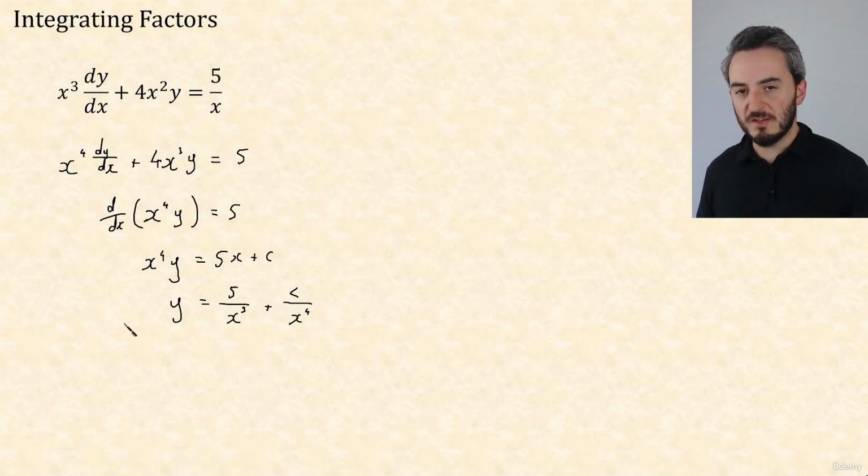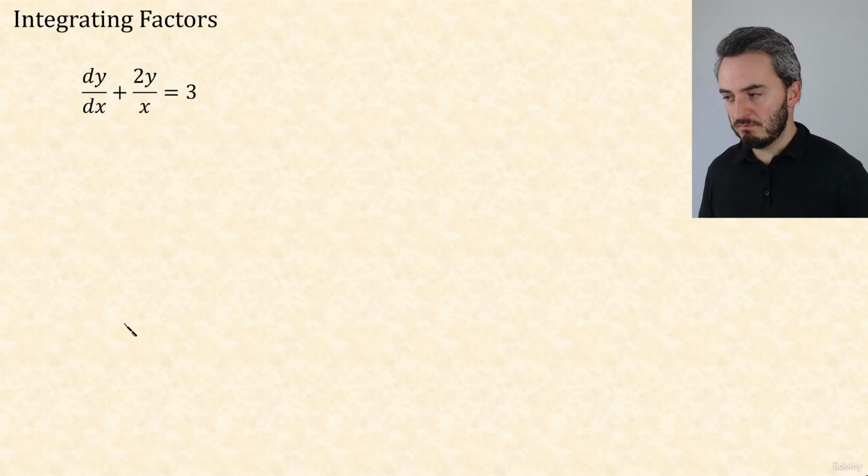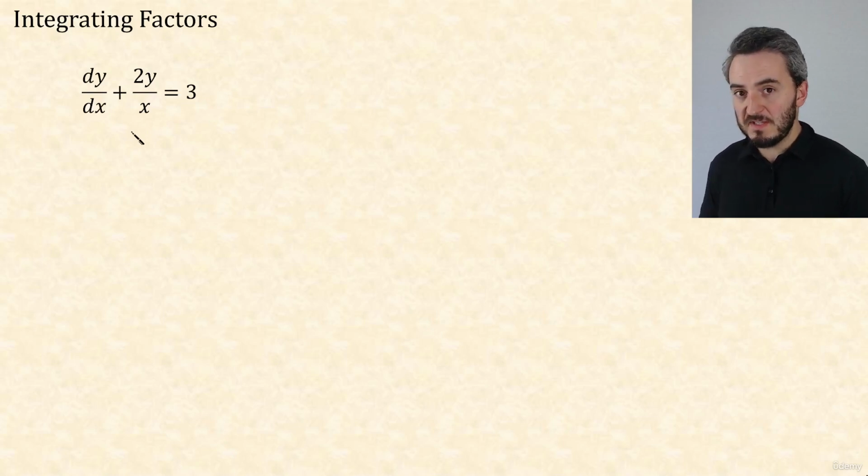So what's our challenge? Our challenge is to take something like this and say, what magic function do I need to multiply through so that the left-hand side is just the result of applying the product rule to y times some function of x? Now, definitely have a go at this now. And by the way, in the next video, I'm going to teach you how to do this, but it's really fun to kind of puzzle this out now.